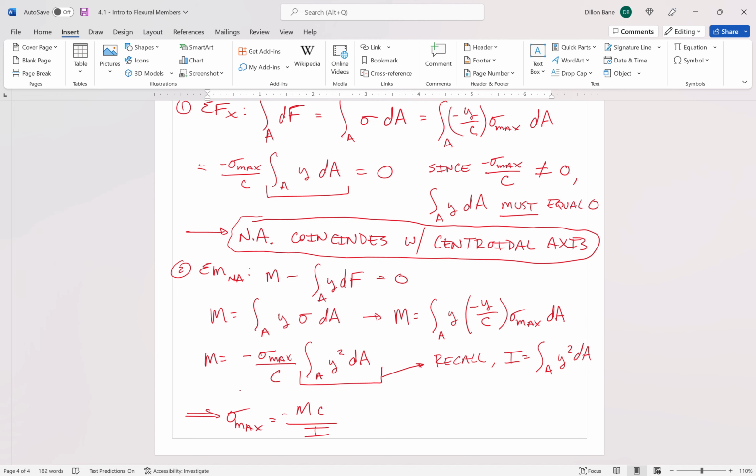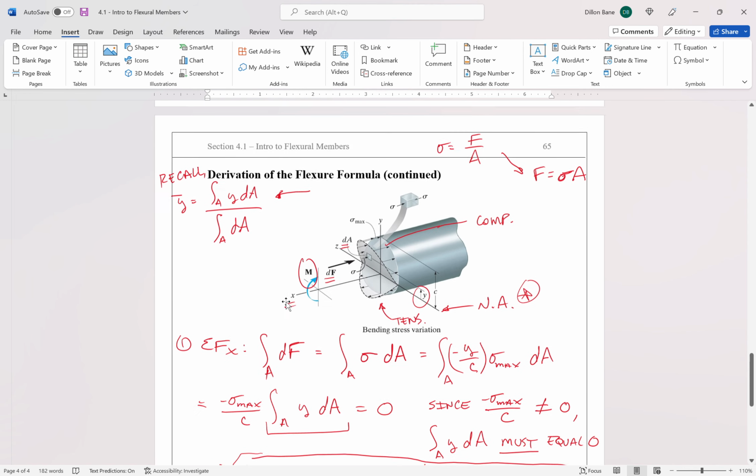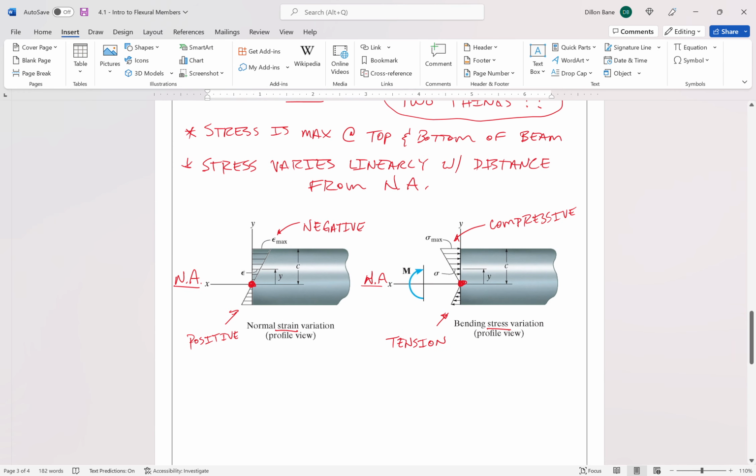Okay, that's huge. That's our equation. Sigma max is negative Mc over I. And then finally, looking at our stress profile on the page before, sigma max equals negative Mc over I.